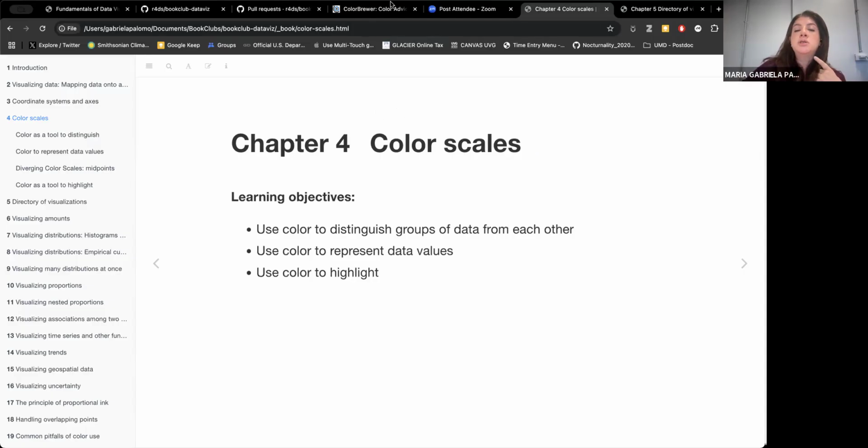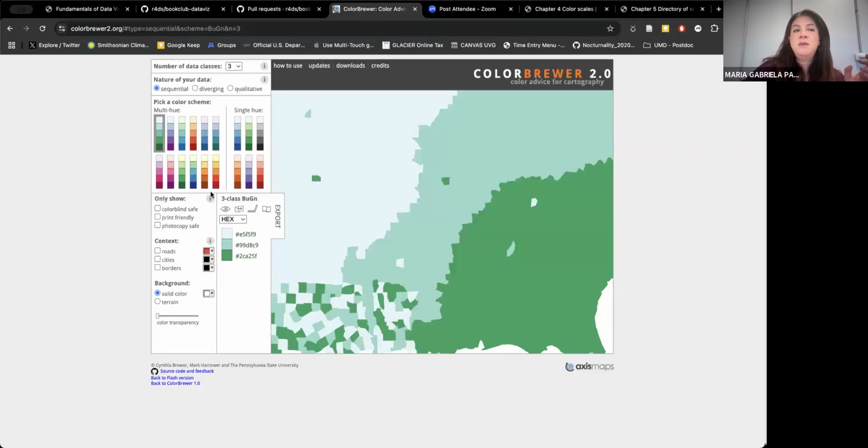So for that, I just want to show you something real quick. There is this website. I'm not sure if everybody's familiar with it, but it's called ColorBrewer. And here what you can see is this is made specifically for maps because it's color advice for cartography. But in reality, you can use all the colors and all the palettes that they are giving you here for graphs too. So all you have to do is copy the hex colors, for example, and then you can create your own color palettes in R or Python or whatever language you're using.